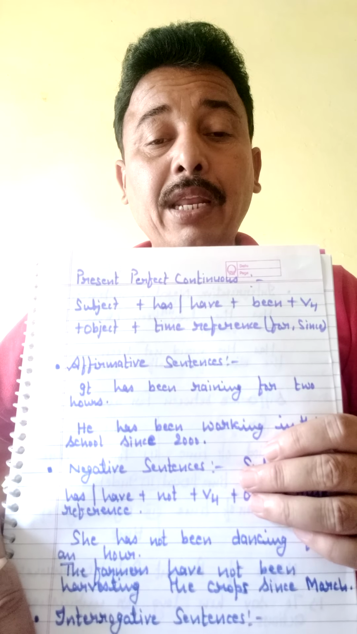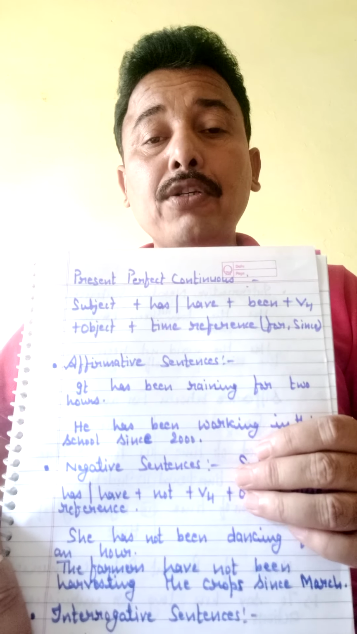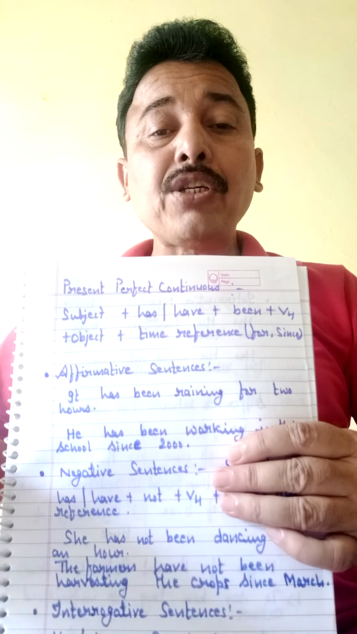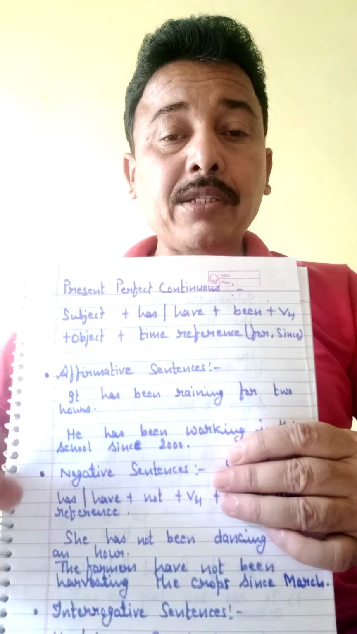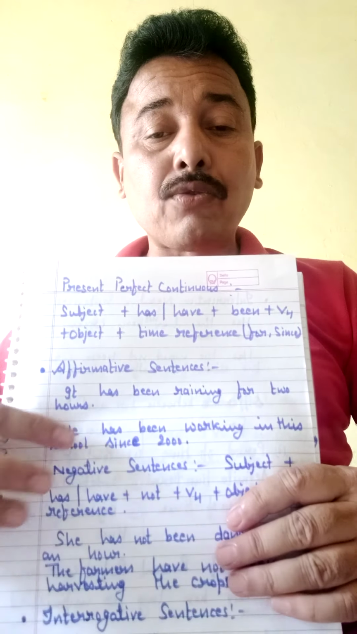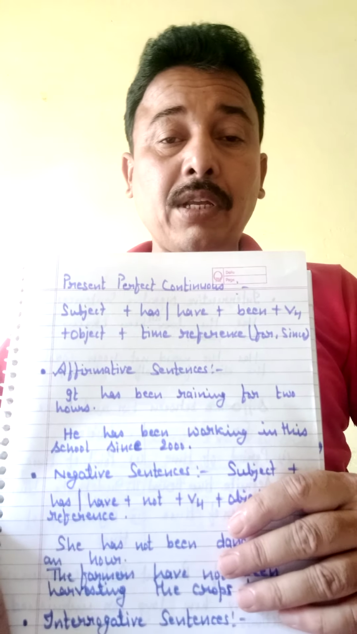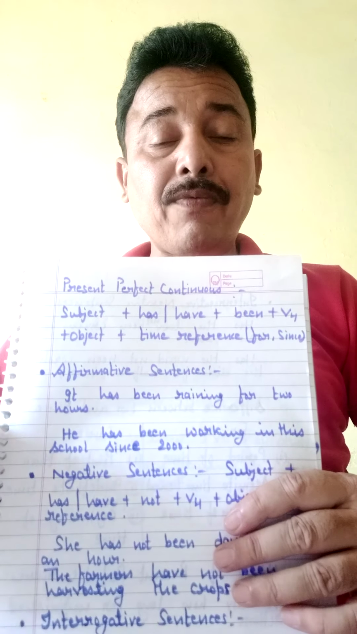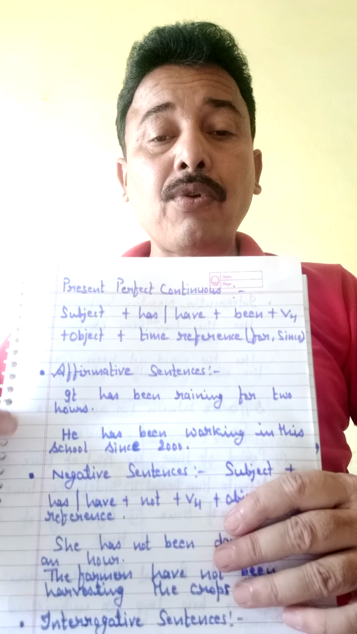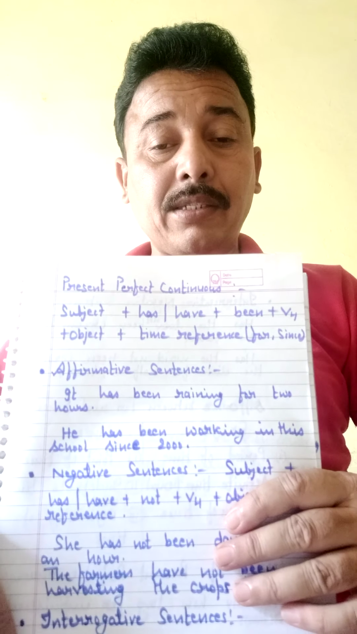Let's carry on with a affirmative sentence. It has been raining for 2 hours. For 2 hours is describing the duration of the rain. That means a fixed period is being talked about. Next, he has been working in this school since 2000. Here is since and for. There are two time reference words used here. Later on, I will explain and give you the guideline that distinguishes between for and since.